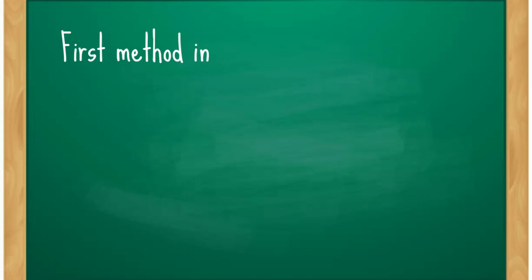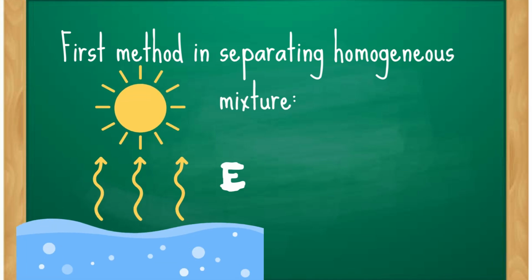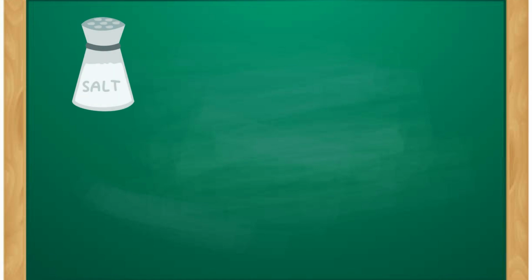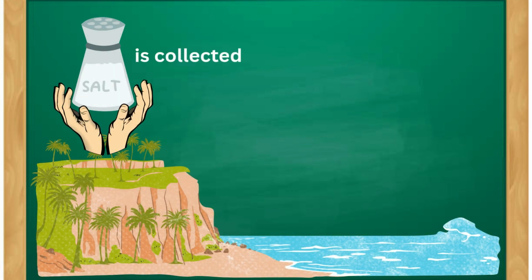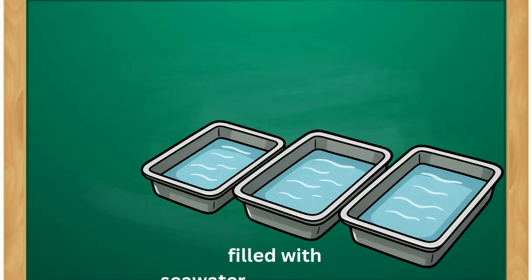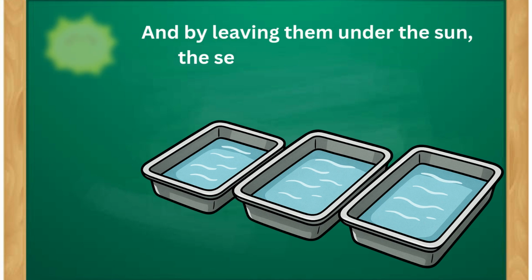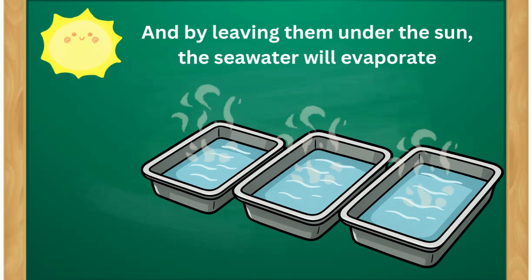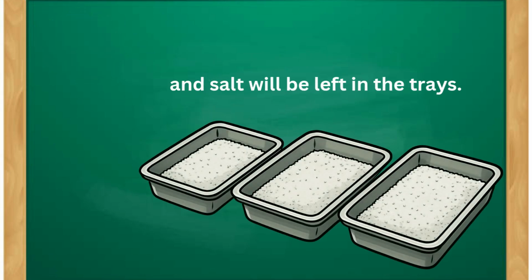The first method in separating homogeneous mixture is evaporation. In some coastal areas, salt is collected from seawater by letting the water evaporate. Large trays are filled with seawater, and by leaving them under the sun, the seawater will evaporate and salt will be left in the trays.